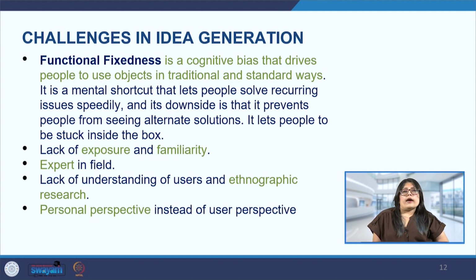And then we have the personal perspective instead of the user perspective. Again, this is also where personal biases or personal preferences will come in. So if I like the color red, for example, and I want to design the basket in red, I may be inclined to do that. But what if red stands for danger in certain cultures and they are running away from this red basket? Of course the product fails.